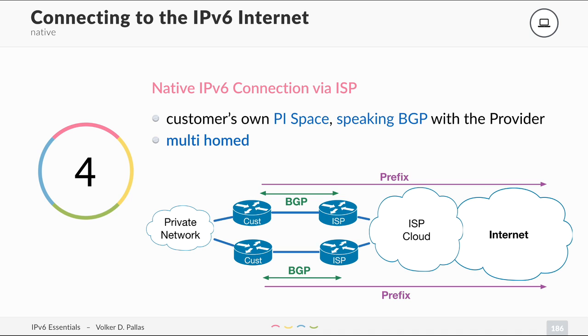The good thing about PI space is that you can change providers and you can keep your addresses. In the other cases where you use provider aggregated space, PA, you have to stay within this provider to keep this address. If you change to another one, you get another address. You have to renumber everything, your whole network maybe, or at least all of your servers.